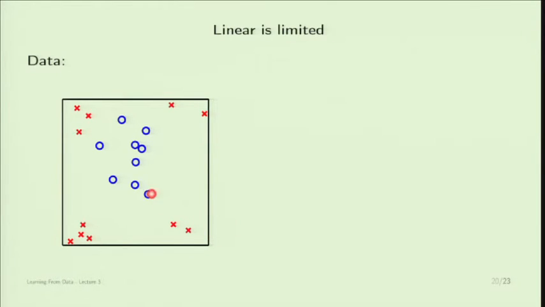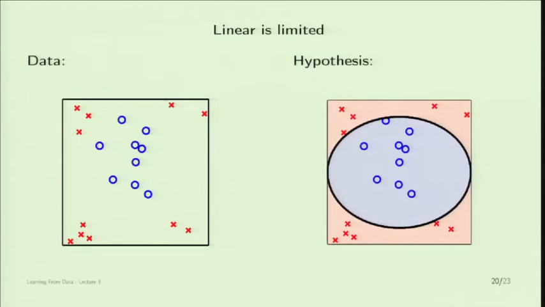You can look at this and say, okay, I can see the pattern here: closer to the center you have blues, closer to the periphery you have reds, okay? So it would be very nice if I could apply a hypothesis that looks like this. Yes, the only problem is that that's not linear. We don't have the tools to deal with that yet.